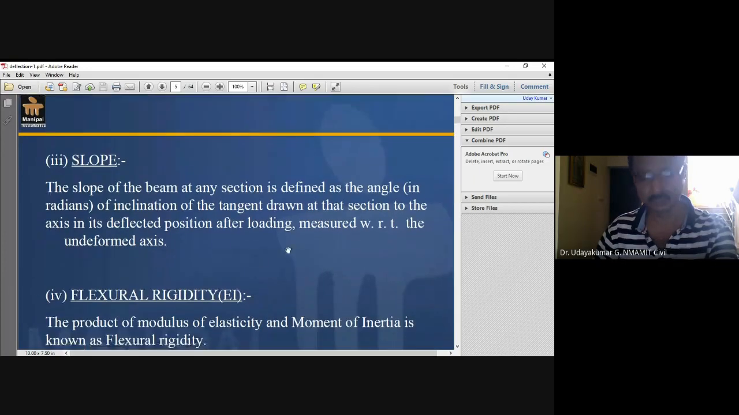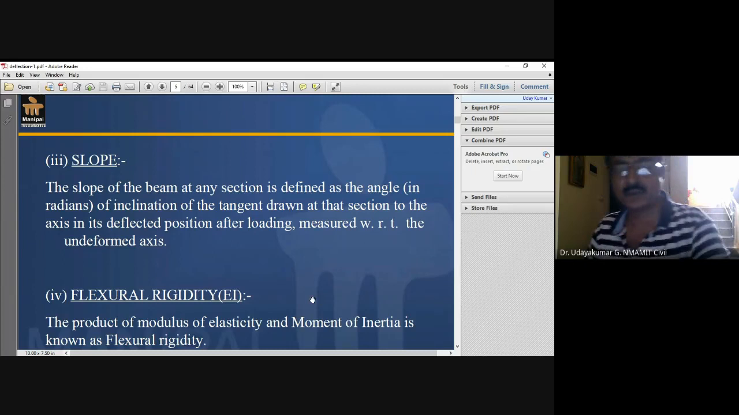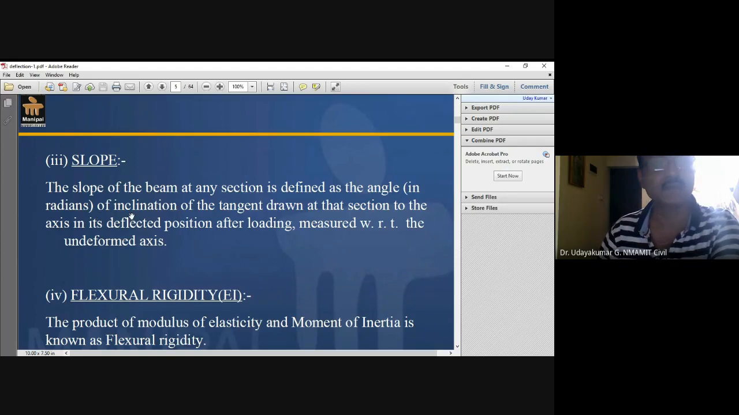The slope is the tangent drawn at a point on the deflected position, which meets the axis. The slope of the beam at any section is defined as the angle in radians of inclination of the tangent drawn at that section to the axis in its deflected position after loading, with respect to the undeformed axis. I'll show that in this sketch.